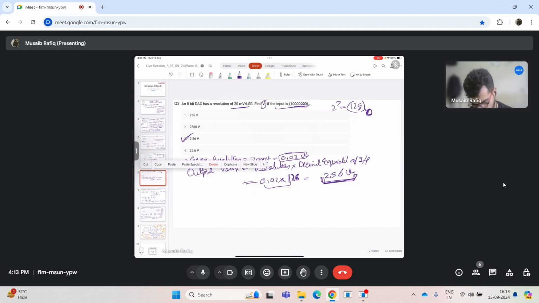And the next question was: we need to find out the output voltage of an 8-bit DAC whose resolution was 20 millivolts. The resolution was 20 millivolt. Output voltage is simply given by resolution times the decimal equivalent. Decimal equivalent of this input is 128. So 128 multiplied by 0.02 is 2.56 volts.